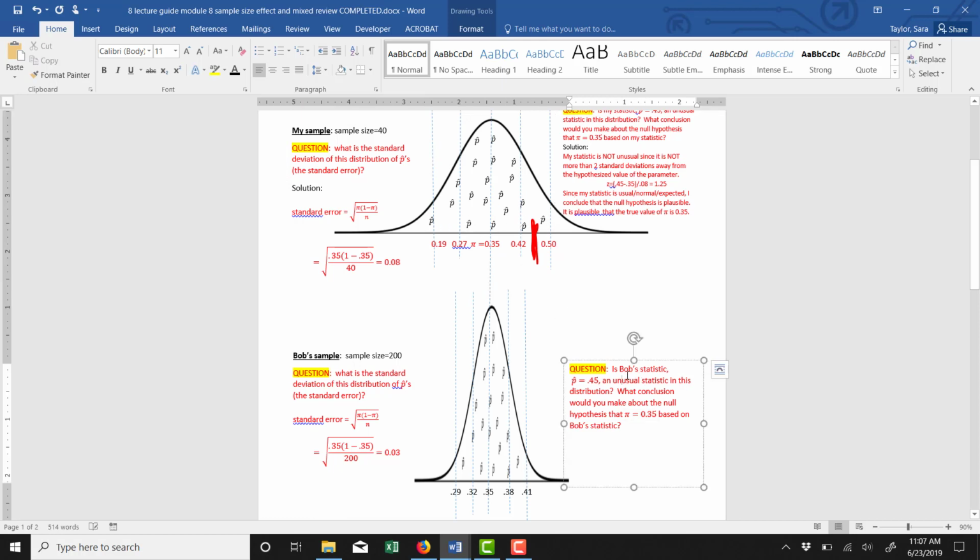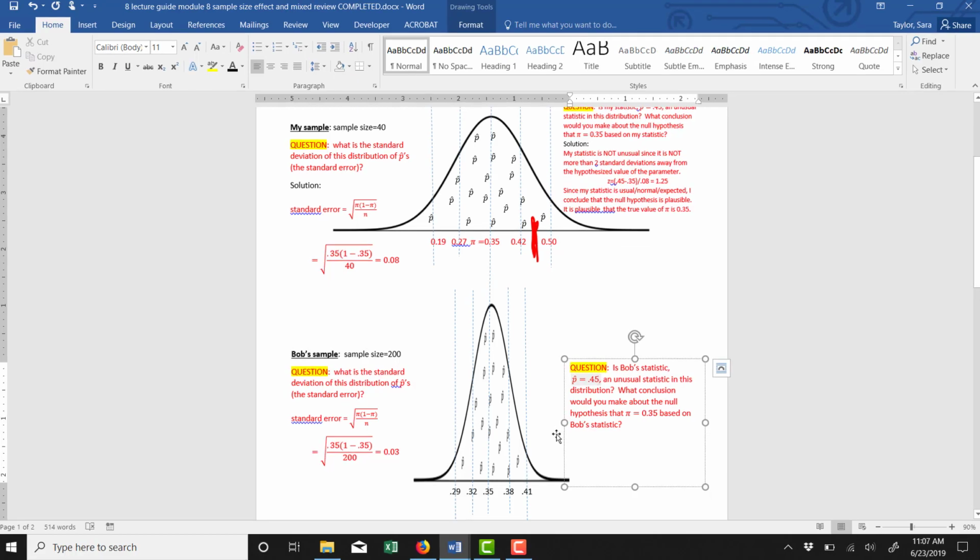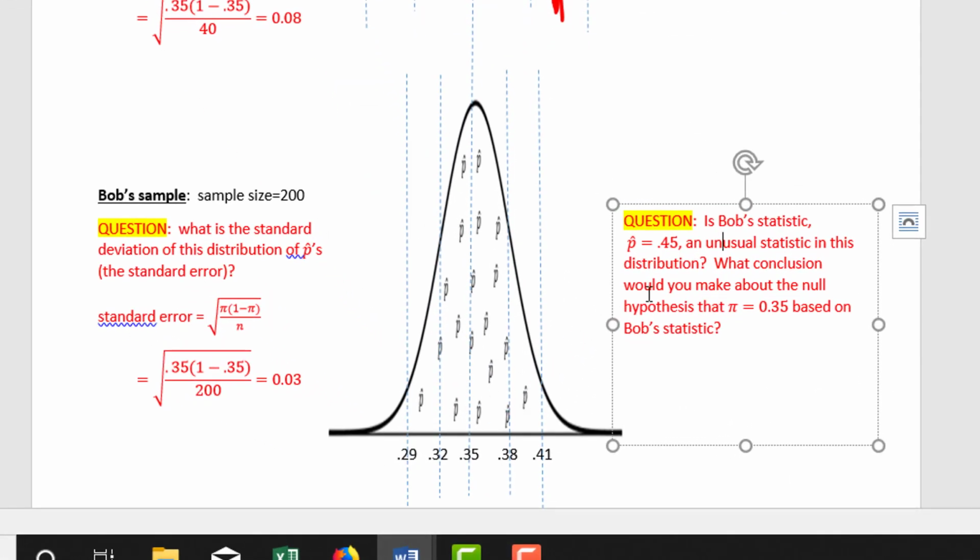Okay, finally then it says, what about Bob's statistic of 0.45 on this new distribution? Is it usual or is it unusual? Now notice 0.45 is up here now. 0.45 is beyond 2 standard deviations. 0.45 is in the realm of unusual sample statistics. It's going to have a z-score that is bigger than 2.